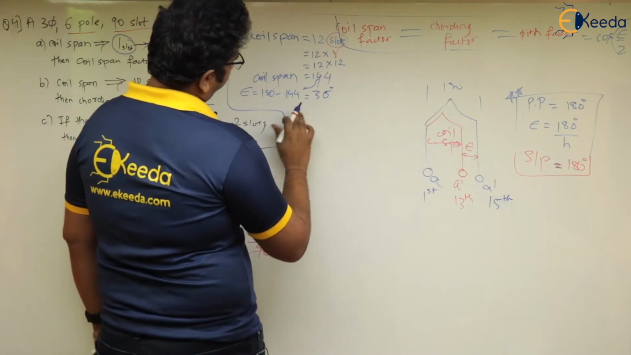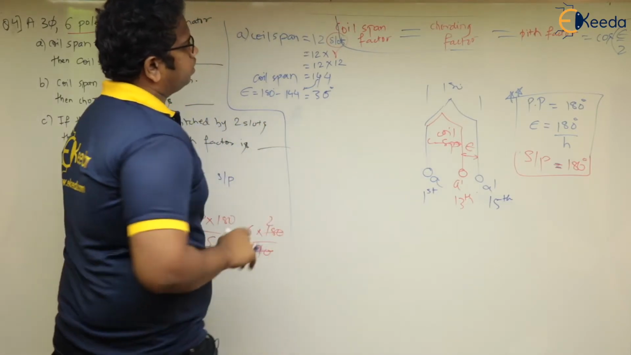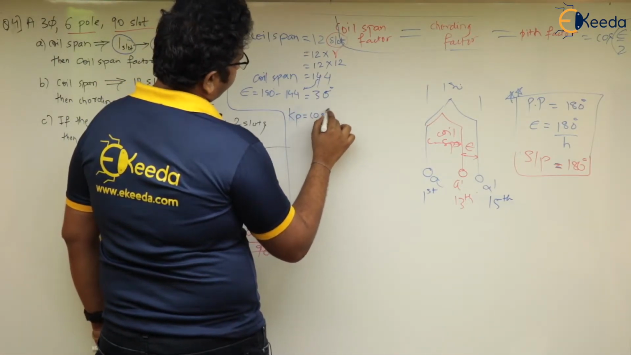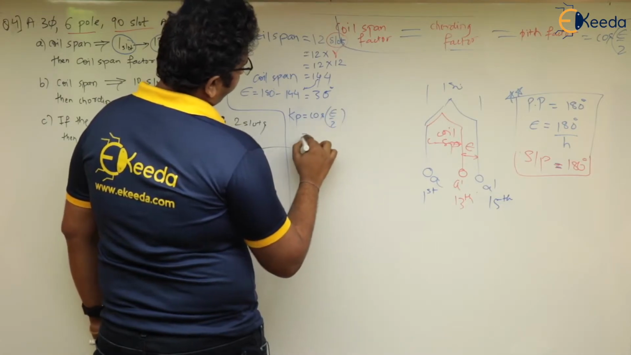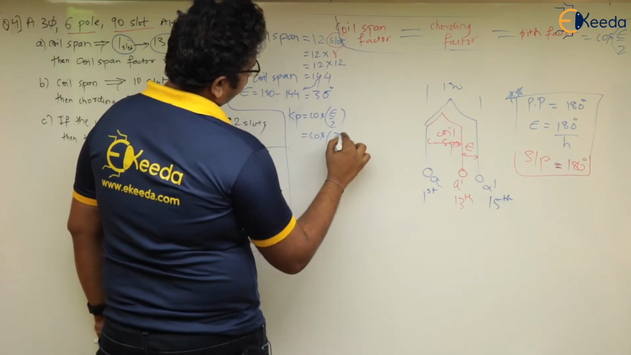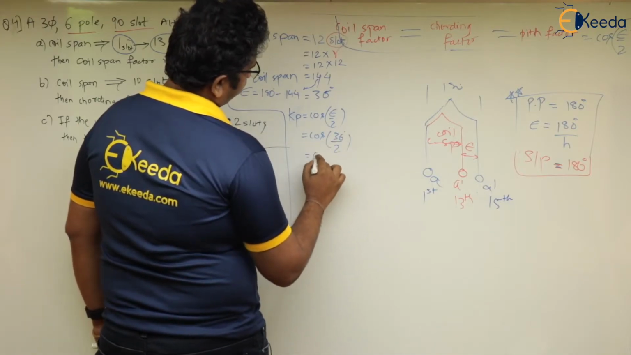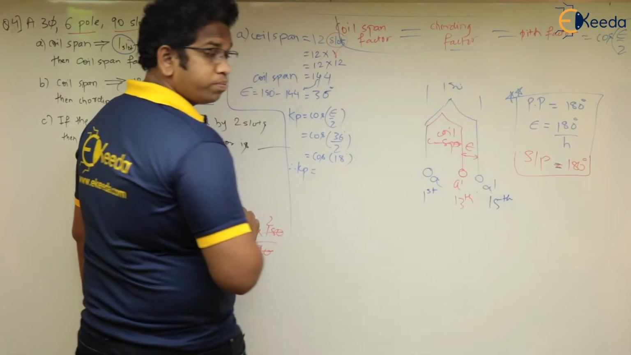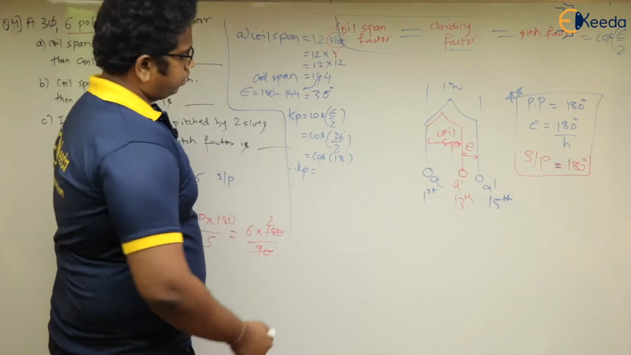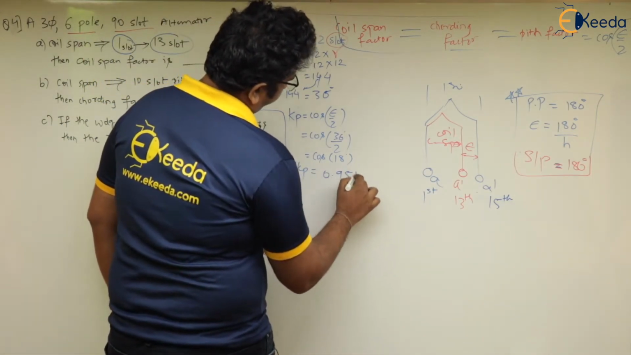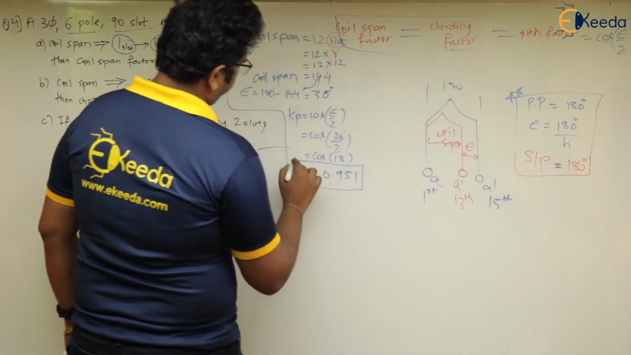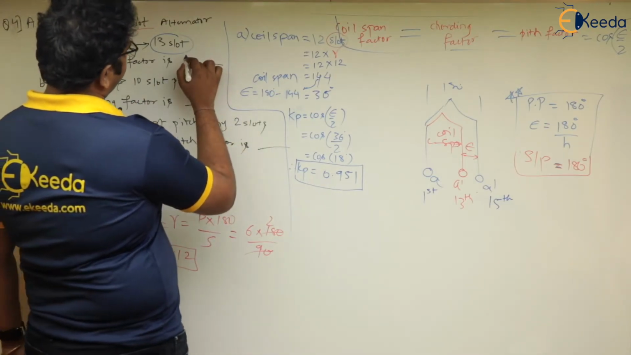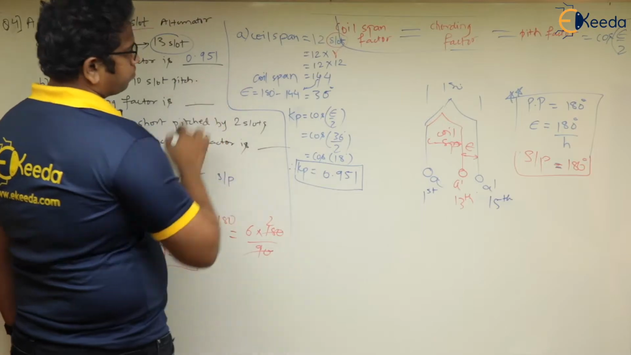So what is Kp? The pitch factor, or coiling factor, or coil span factor, is the same. Kp is cos of epsilon by 2. Epsilon is 36 degrees, by 2, which is cos of 18 degrees. After solving this, you get Kp equal to 0.951. So A is done. This answer is going to be 0.951. I hope it is clear.